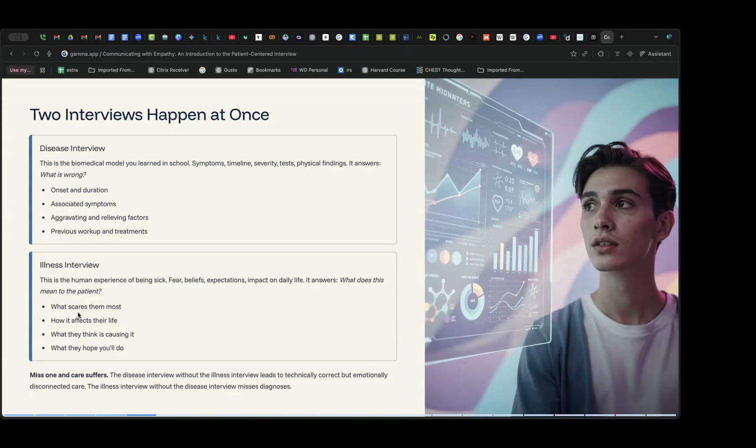So the disease interview is what is wrong, the onset, the duration, the associated symptoms, the aggravating and relieving factors, the previous workups and treatment. And what about the experience? What scares them the most? How it affects their life? What they think is causing it? What they hope? How they hope they will do?